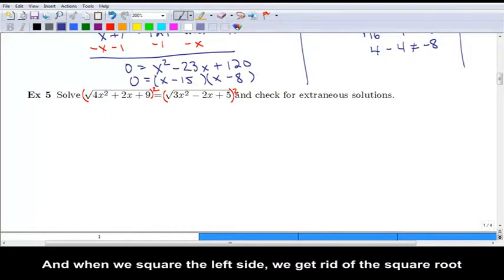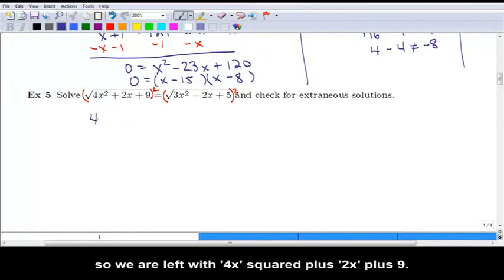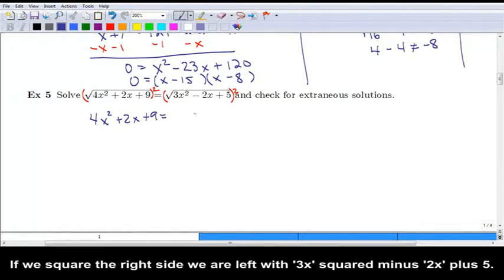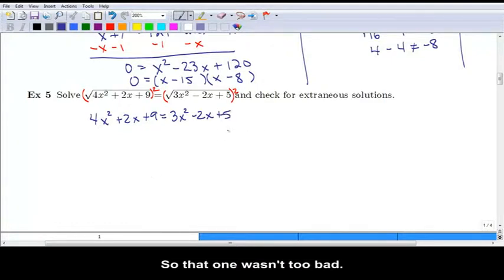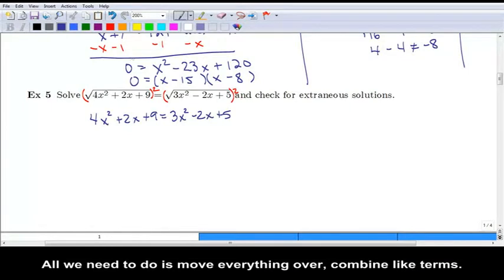And when we square the left side, we get rid of the square root, so we are left with 4x squared plus 2x plus 9. If we square the right side, we are left with 3x squared minus 2x plus 5. So that one wasn't too bad. All we need to do is move everything over, combine like terms.